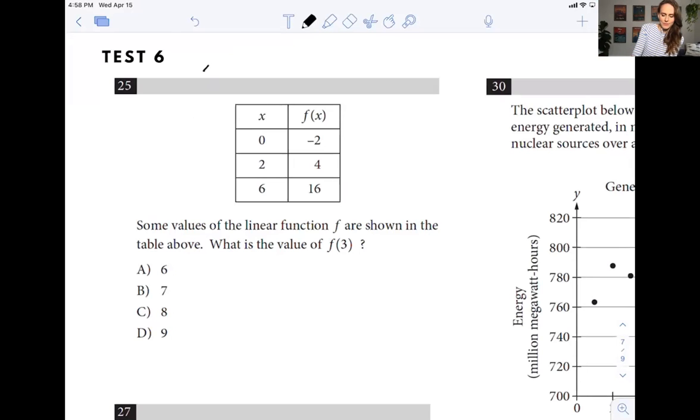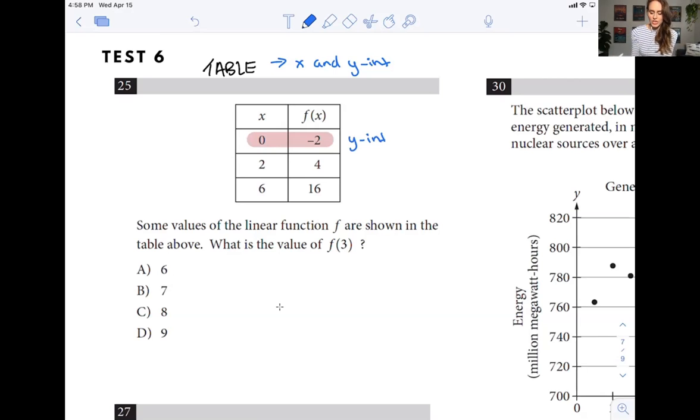We have a table there. And whenever we are given a table on the SAT, they want you to look for the x and y intercepts. They don't tell you, hey, go look for the x and y intercepts. They give you a table and they expect you to go look for them. So I'm immediately going to see when x is 0, y is -2, and that is going to be my y-intercept.